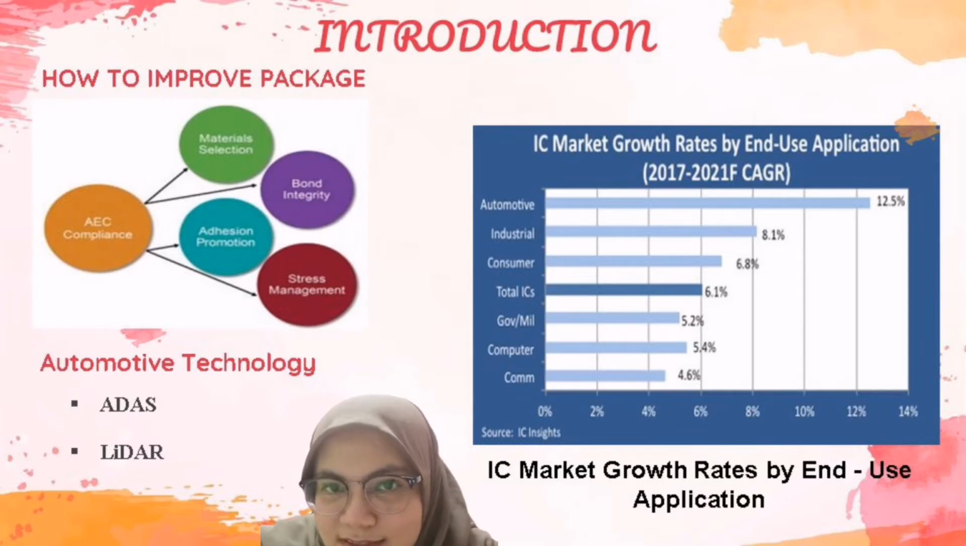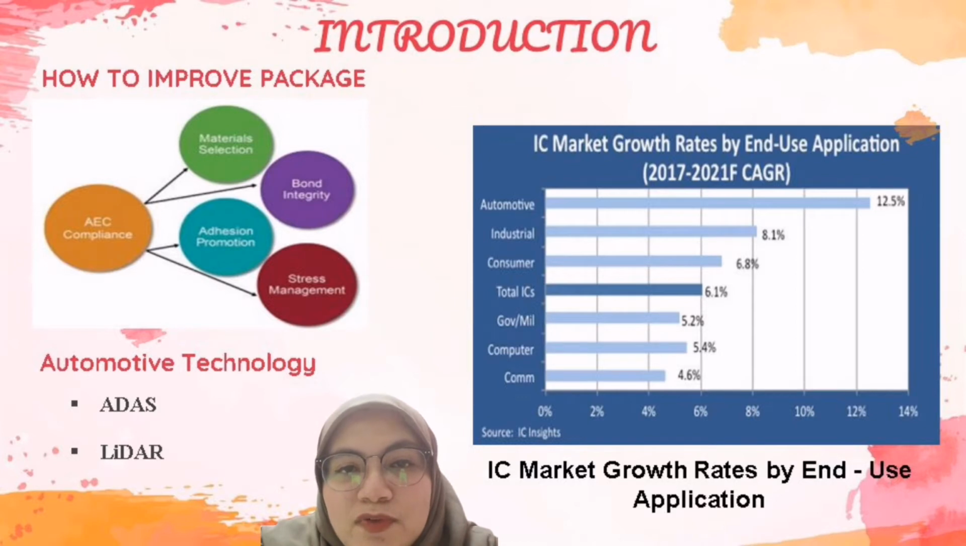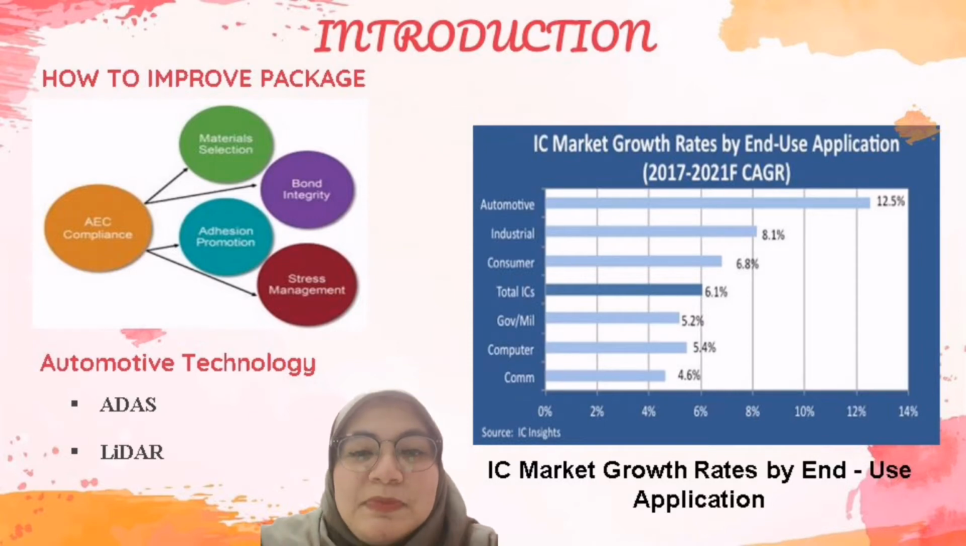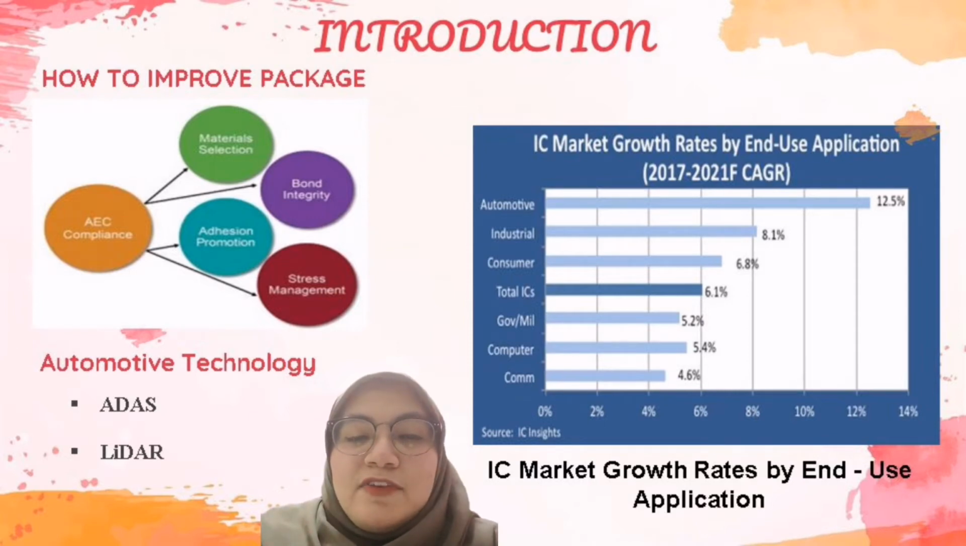As we can see on the right side, the graph indicates the growth of the market for IC packaging from the years 2017 until 2021. The automotive market itself shows a rising number of 20.5% compared to other industries for the demand for IC packaging. As we know, to make good IC packaging, there are a few factors that can affect its performance.